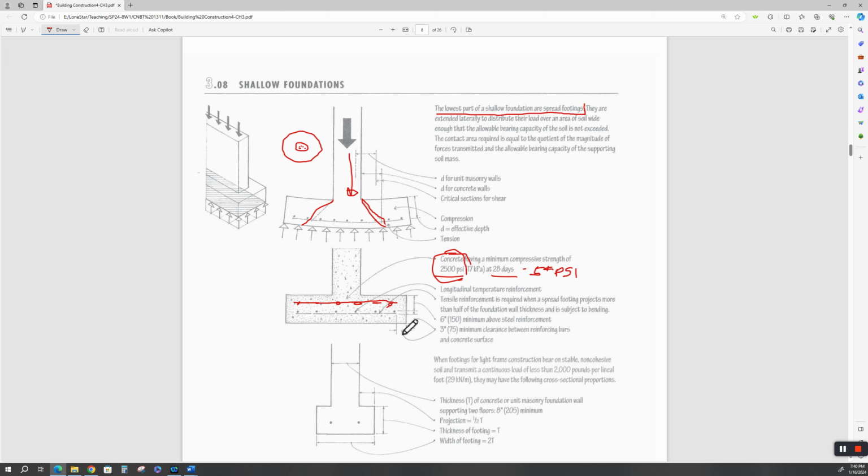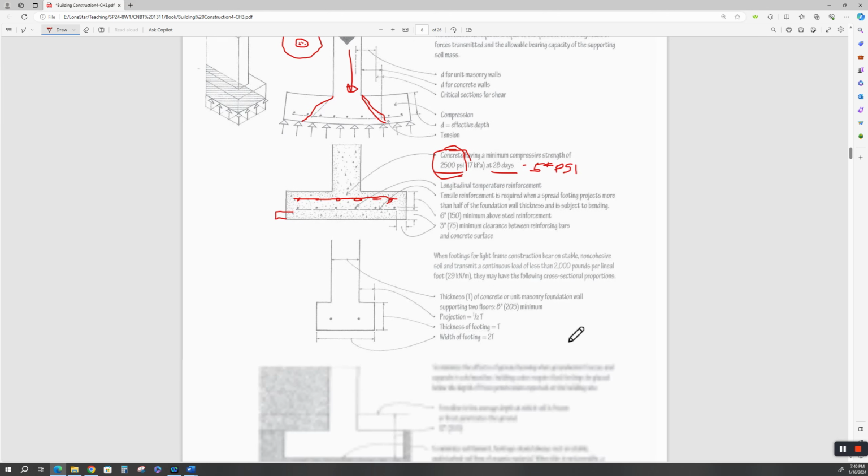You want at least 3 inches for any buried concrete exposed to earth or water, between the outside edge and the reinforcing. You want a minimum of 3 inches because you don't want the water to migrate through here and start to rust the rebar. Okay. All right.